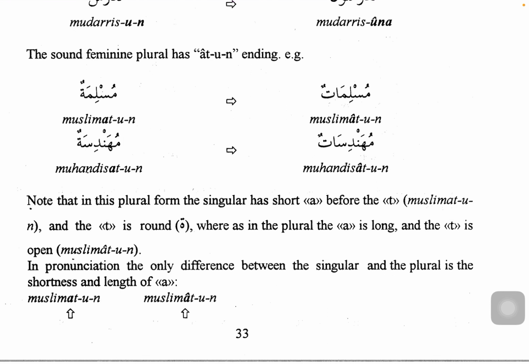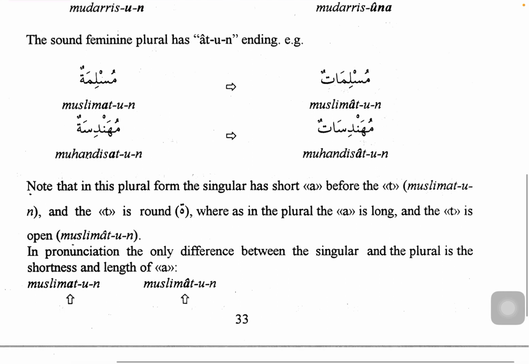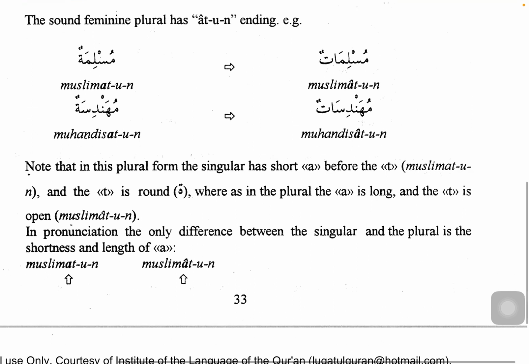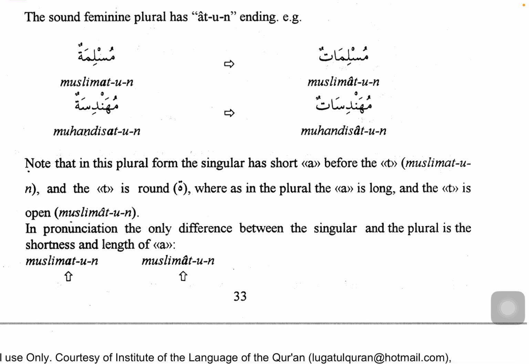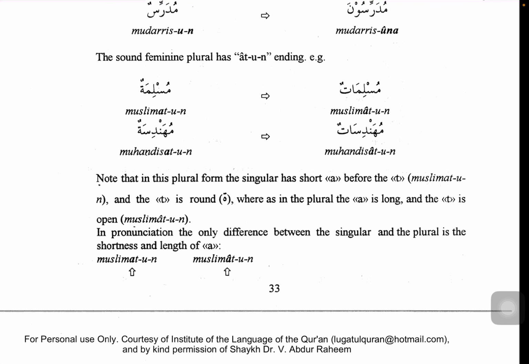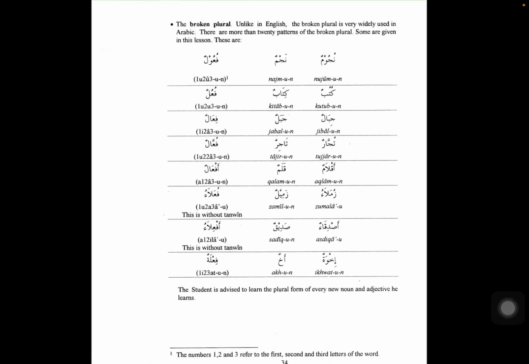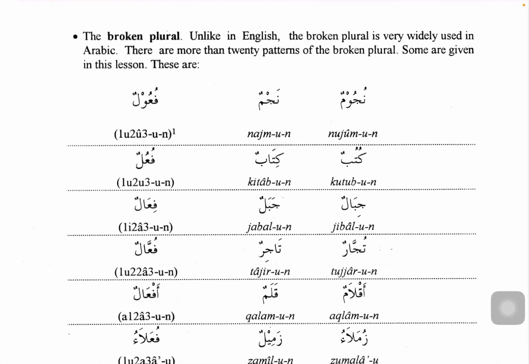Note that in this plural form, the singular has a short a before the ta, and the plural form has a long a. For example, muslimatun and muslimatun. In pronunciation, the only difference between the singular and the plural is the length of the a. Okay, next go to the next page.